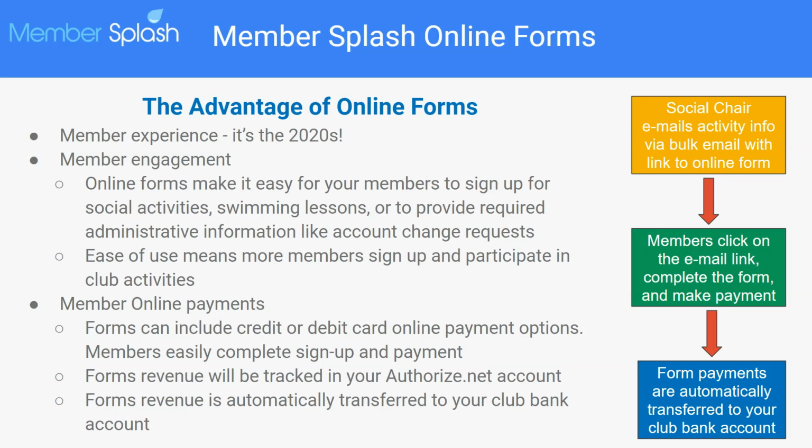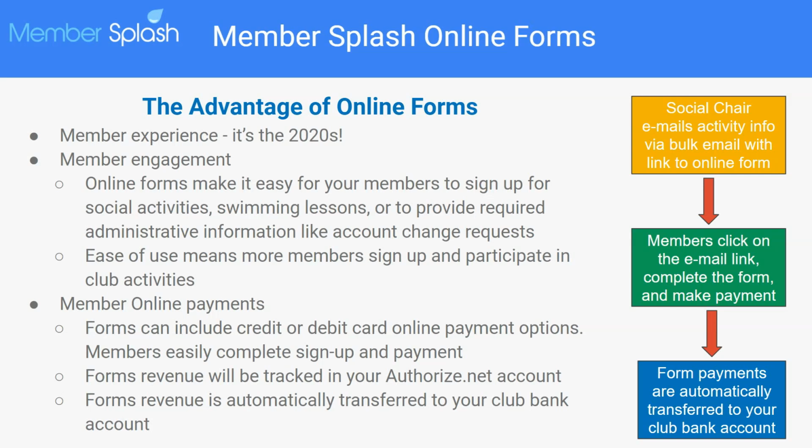Another important factor, of course, is online payments. Forms can support your debit or credit card purchases online. And what does that mean? Forms can easily include credit or debit card online payment options for your members. So members easily complete the form, sign up for the activity, and make the payment. That form's revenue is tracked in your Authorize.net account, and the form's revenue is automatically transferred to your club bank account, simplifying and streamlining your operations.